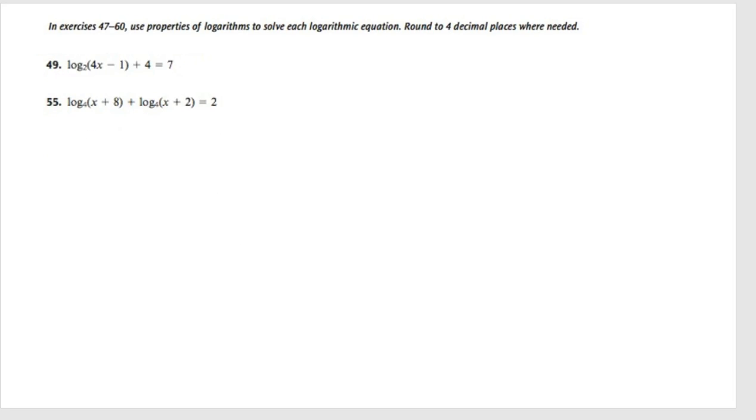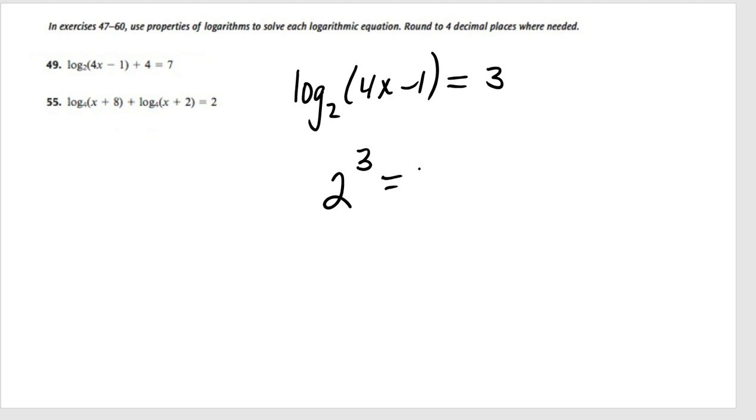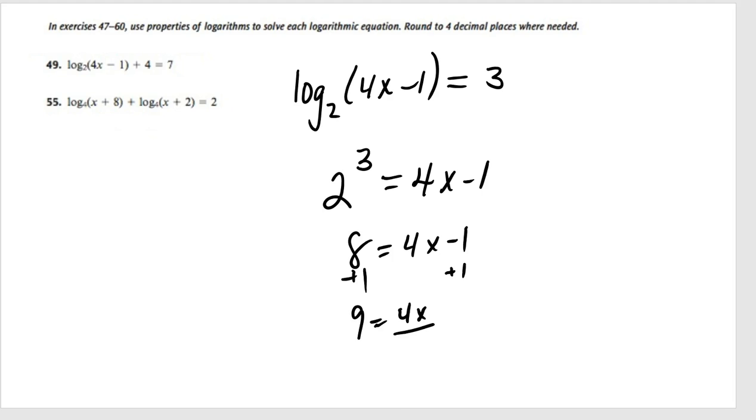We have 2 more problems, so let's do number 49. So we want, once again, to isolate the log. So we're going to subtract 4 from both sides. Rewrite this base 2 raised to the cube is equal to 4x minus 1. 2 cubed is 8. I'm going to add 1 to both sides and divide by 4. So x is equal to 9/4.